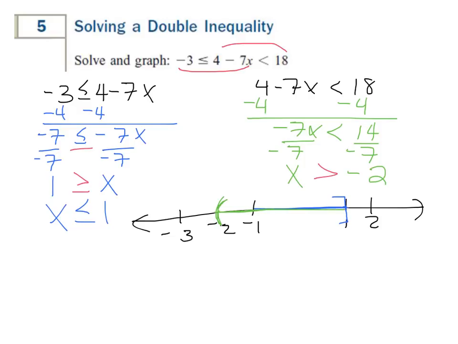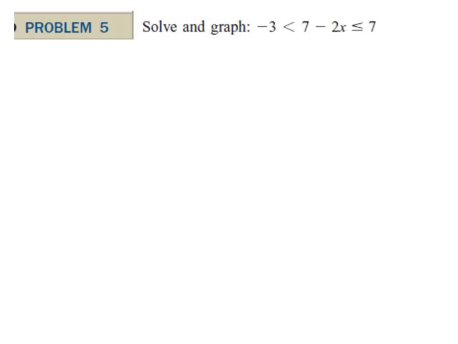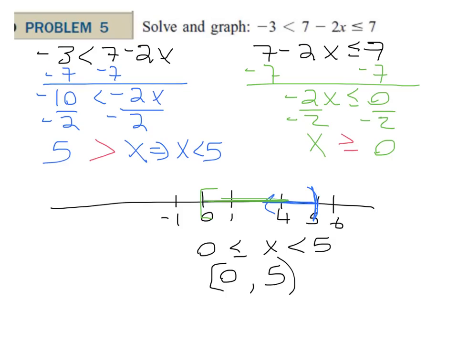So here is our solution set. We can put it together now and say negative 2 is less than x, which is less than or equal to 1, or negative 2 to 1 included. Okay, so you say, why break it up? Because sometimes when you're dividing by a negative or multiplying by a negative, it will split up your graph. All right, go ahead and pause. It's your turn. All right, hopefully you got it correct.